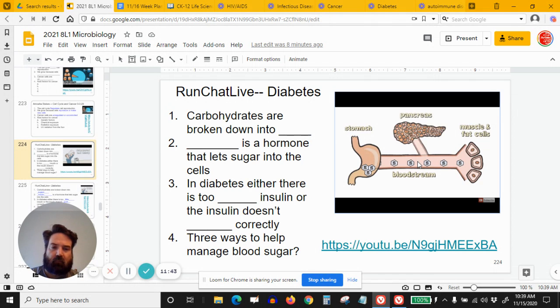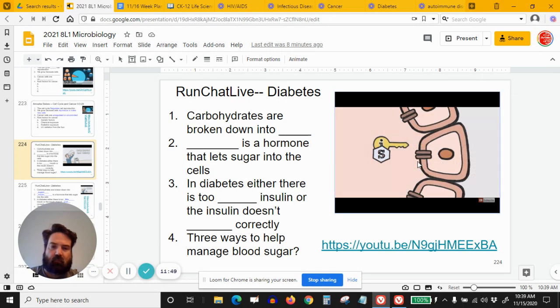However, sugar can't enter these cells without the help of a special hormone called insulin, which is produced by the pancreas. Insulin acts like a key, unlocking the doors to the muscle and fat cells and allowing the sugar to enter. The cells then use this sugar as fuel to provide energy for the body.